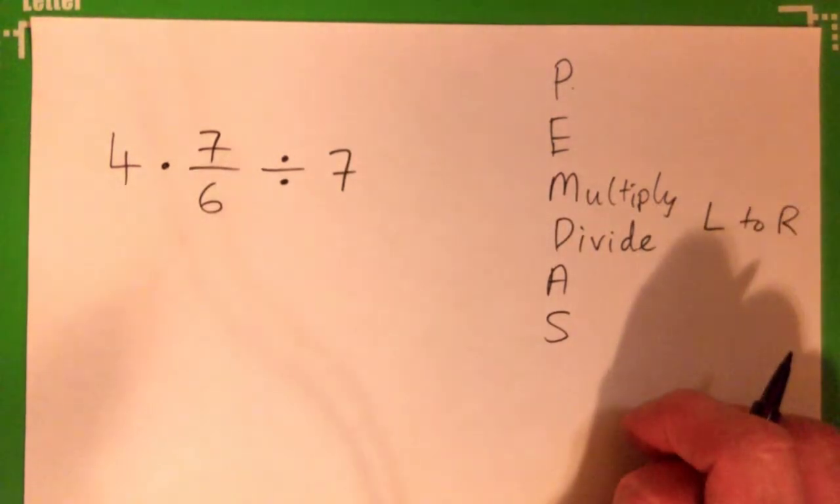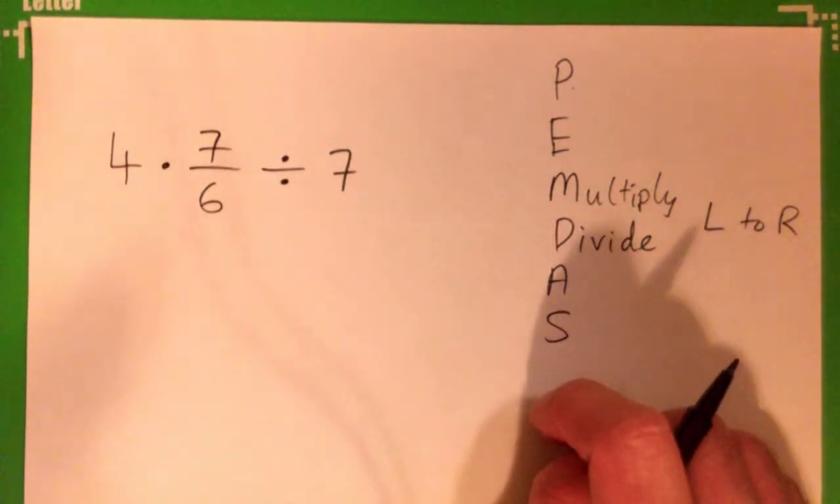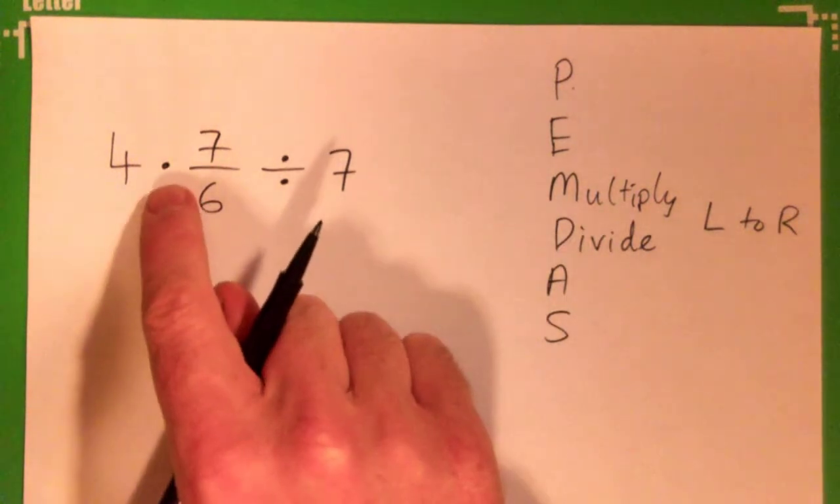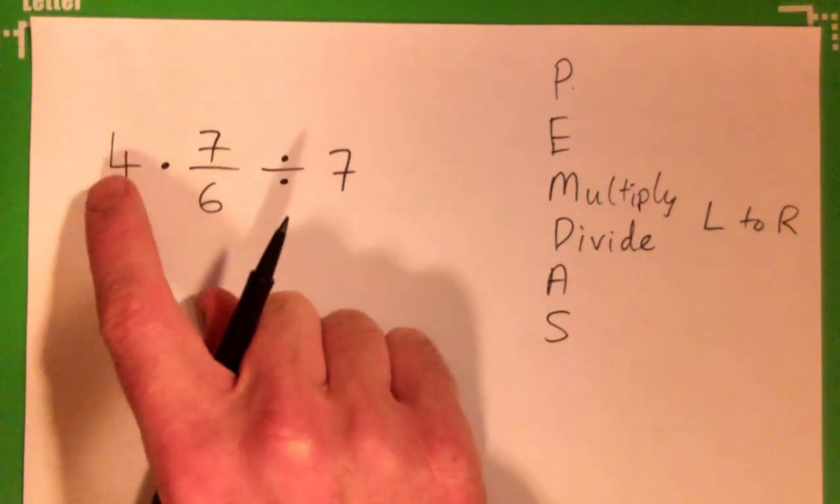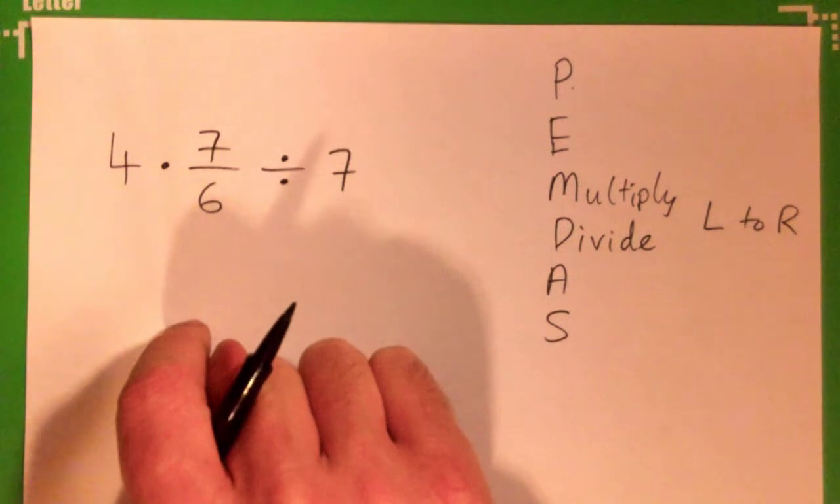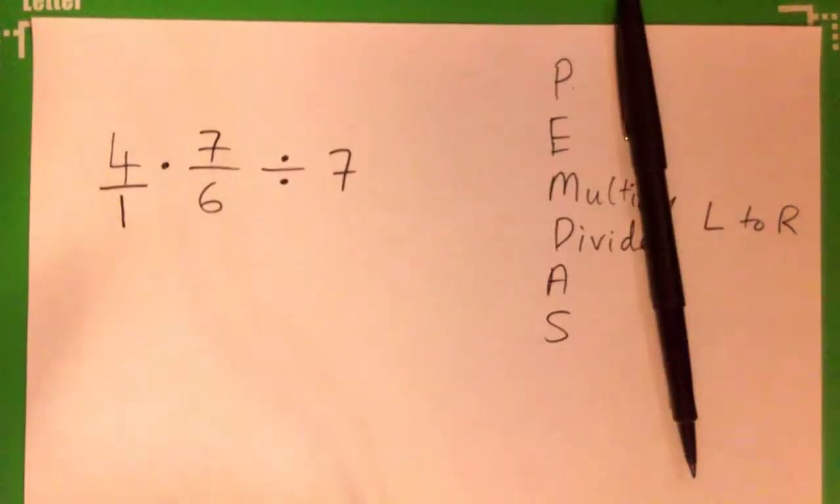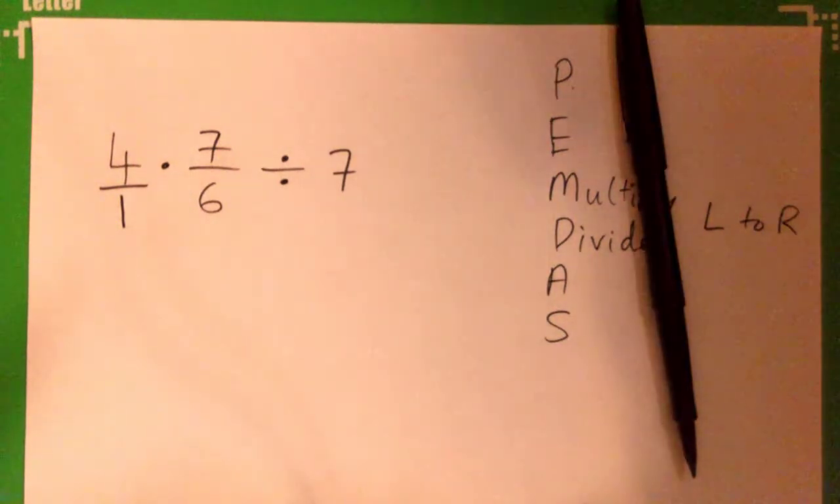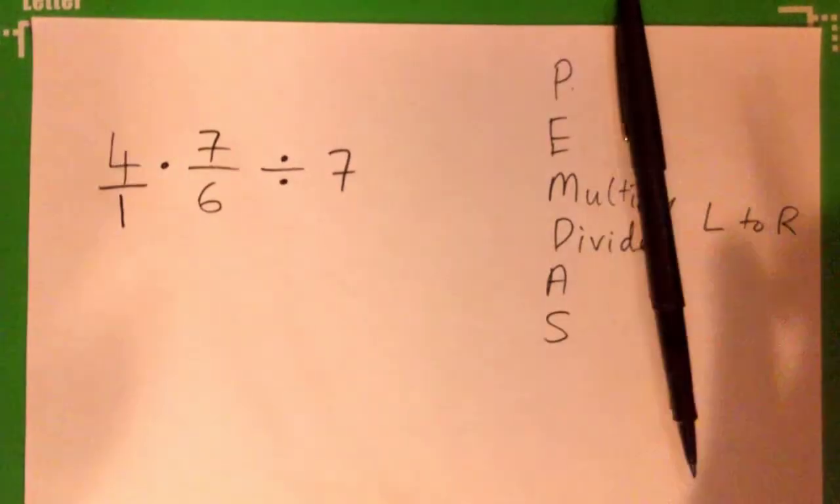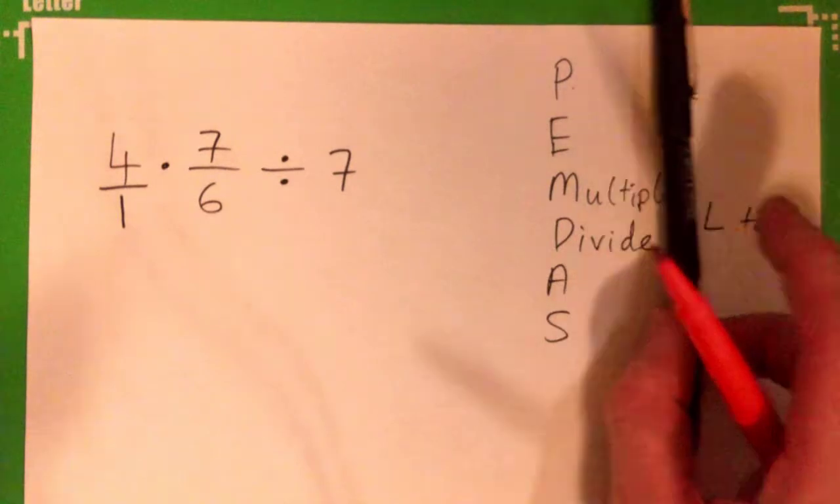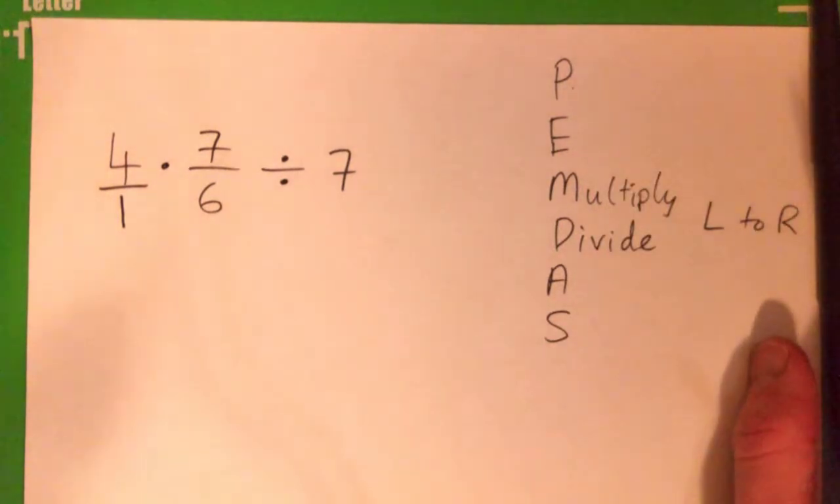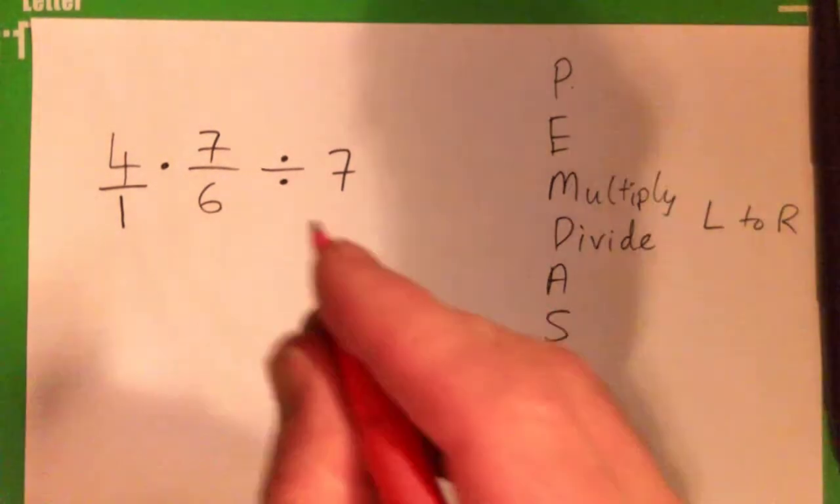Now, how about we write this 4 as a fraction? What would it look like? 4 over 1. Good. And should we just multiply to get 28 over 6, or is there a better way? Wouldn't 4 and 6 be broken down? Yeah, 4 and 6 can be broken down.